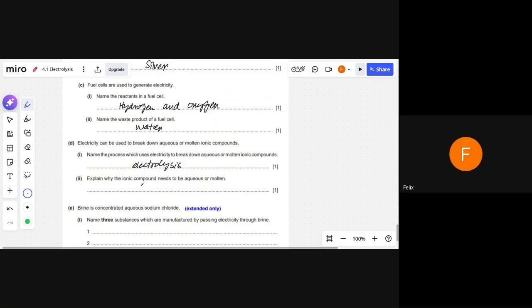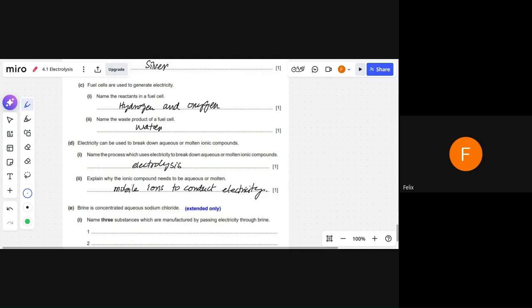Explain why the ionic compound needs to be aqueous or molten. So that it can conduct electricity. The ions must be mobile. So we write: ions must be mobile to conduct electricity.